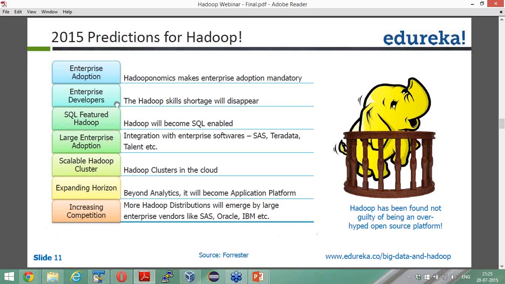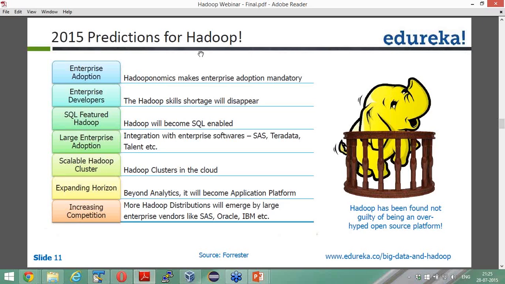And the skills: the shortage will slowly disappear, because most of the enterprises started adopting Hadoop, and they internally started developing the skill sets, as well as the outside market, so there are enough skills for Hadoop. It's becoming popular. And Hadoopnomics, a new term coined by Forrester, makes the enterprise adoption mandatory.